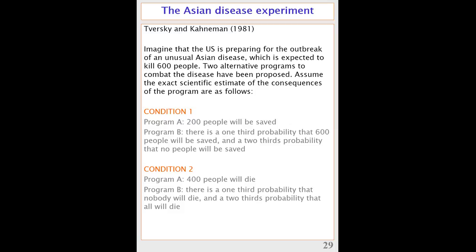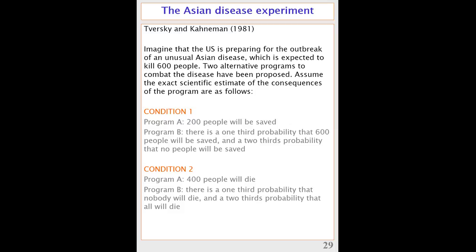And then you get either condition 1 or condition 2. Condition 1 is such that program A says 200 people will be saved, and program B would be that there is a 1/3 probability that 600 people will be saved, and a 2/3 probability that no one will be saved. The question is, okay, what do you want, A or B? And condition 2 is program A: 400 people will die, or program B: there is a 1/3 probability that nobody will die, and a 2/3 probability that all will die.